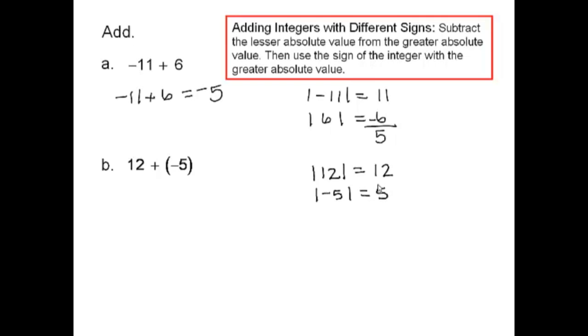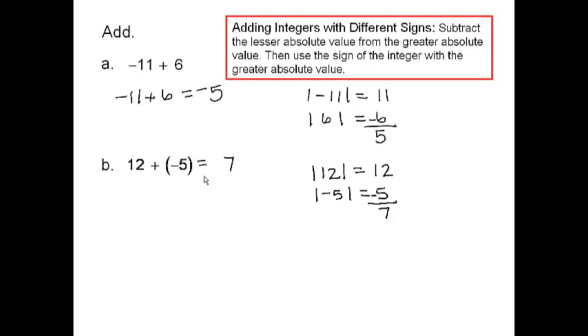Now we subtract the lesser absolute value from the greater absolute value. 5 is less than 12, so we subtract 5 from 12. 12 minus 5 is equal to 7. So we know that part of our answer is 7.